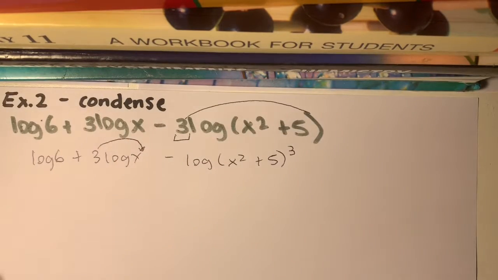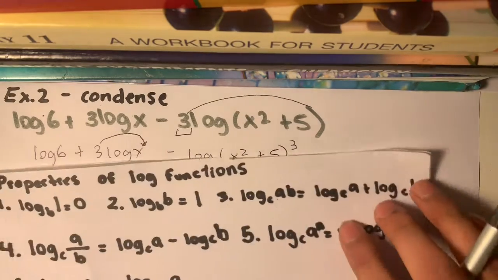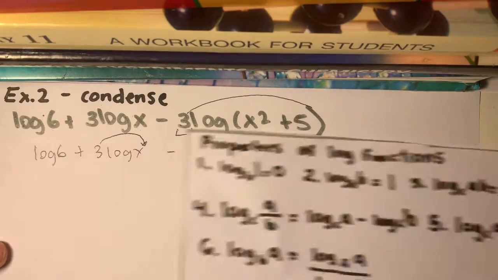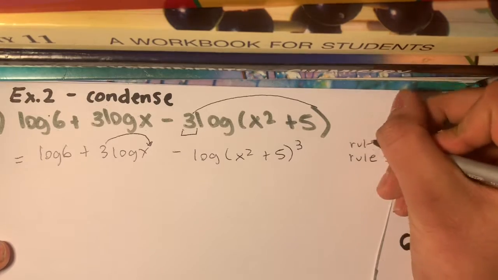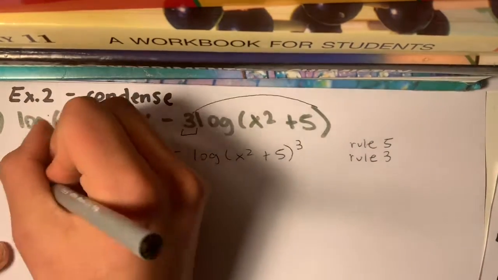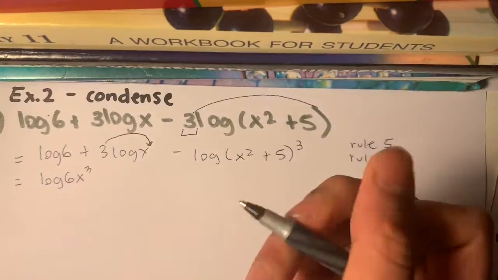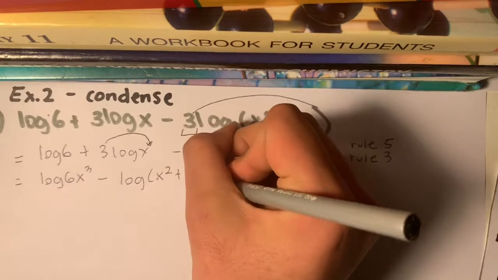The next step I'm going to be using is rule number 3. I know that the 6 as well as the x are adding together, so I'm going to keep them right next to each other using rule number 3. So we used rule number 5 first, and now we're using rule number 3. It's going to equal log of 6x cubed, because the 3 goes to the x over there, minus log (x squared plus 5) with the 3 at the top.